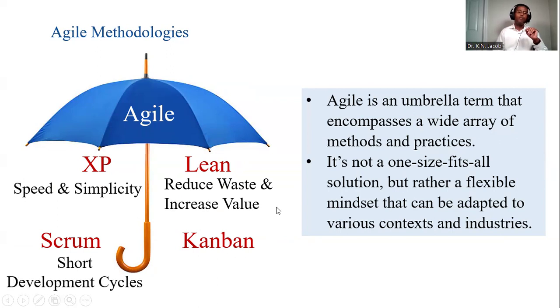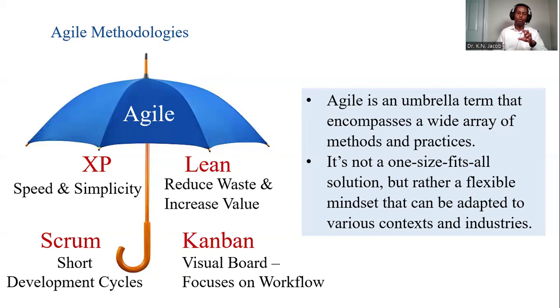Scrum focuses on short development cycles, which we call sprints. Kanban, from two terms, Kanban, visual board. It's a Japanese term for visual board. It focuses on the project workflow. Now, with all due respect to all Agile methodologies, Scrum is by far the most popular.